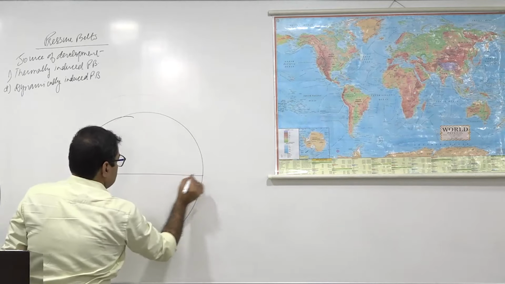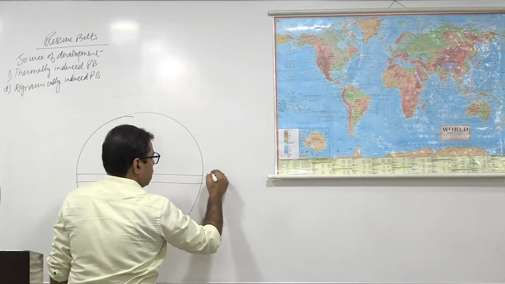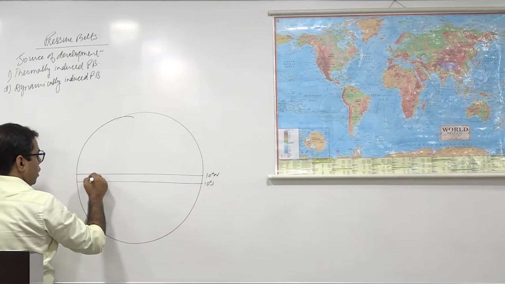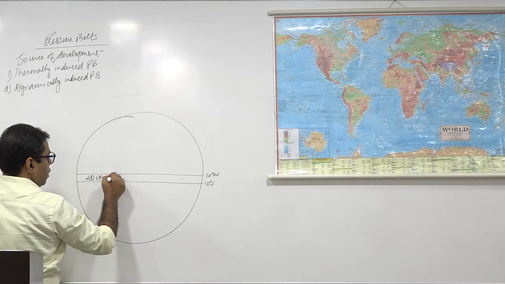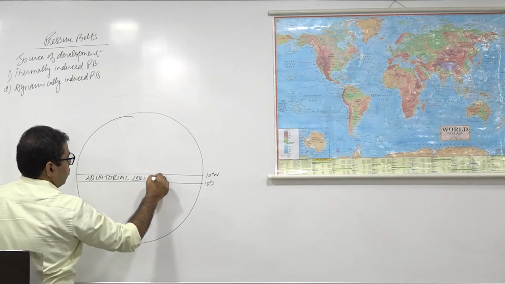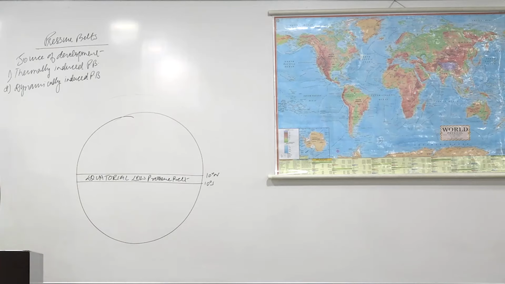So one is 10 degrees north to 10 degrees south. There is the equatorial low pressure belt. Equatorial low pressure belt.